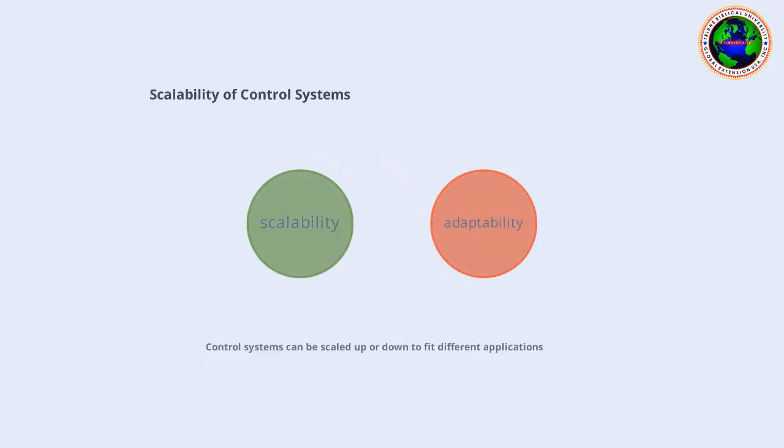Control systems can be scaled up or down to fit different applications. From small devices like thermostats to large industrial robots, the same basic principles apply. Scalability ensures that control systems can grow with changing needs and technologies.